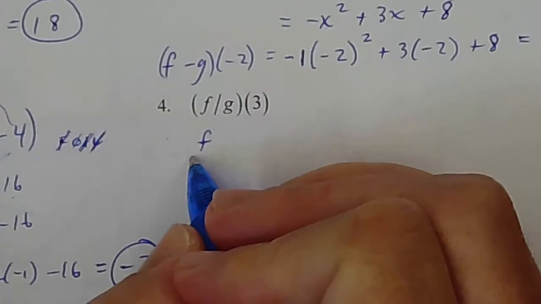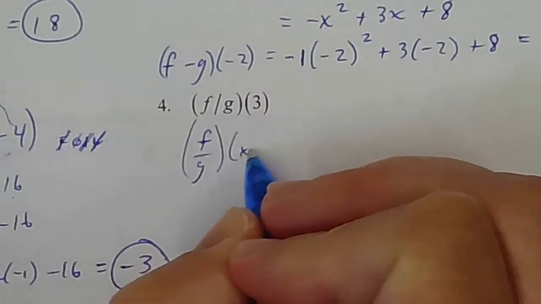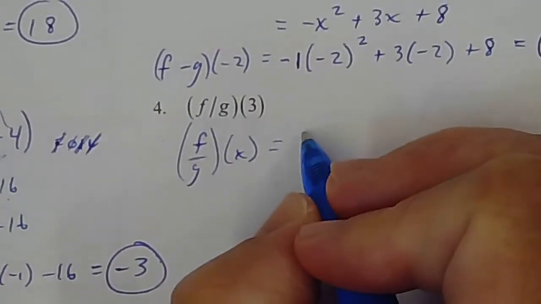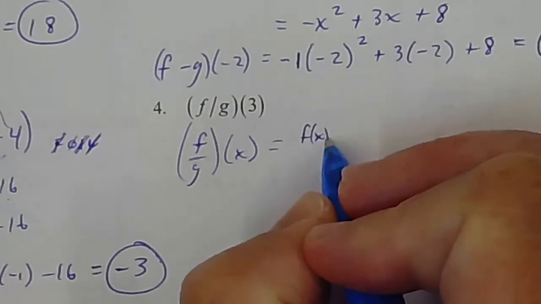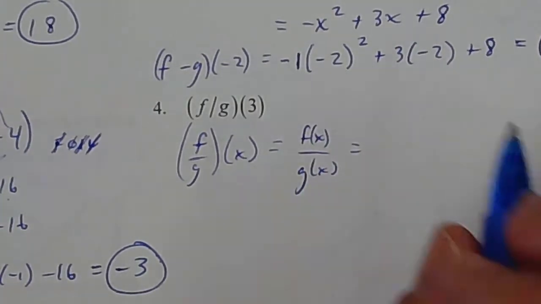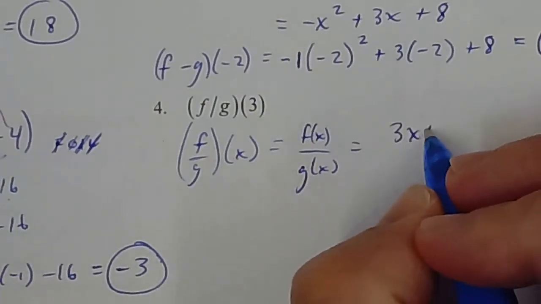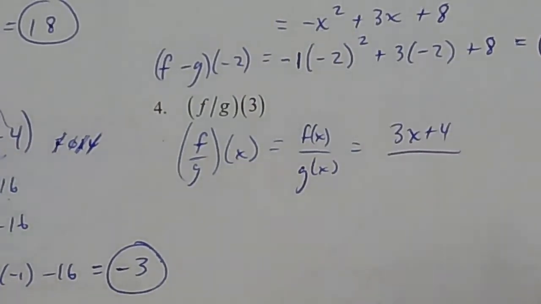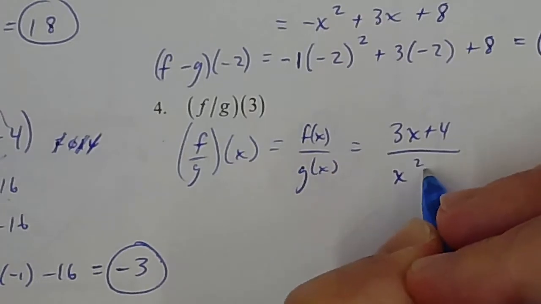So f over g of x means we just take f of x and divide it by g of x. So f of x is 3x plus 4, divided by x squared minus 4.